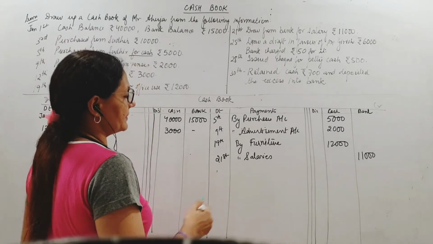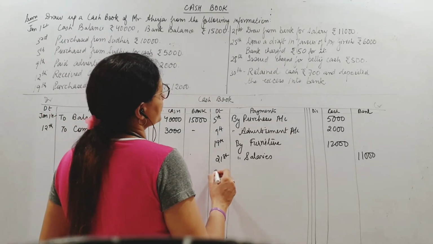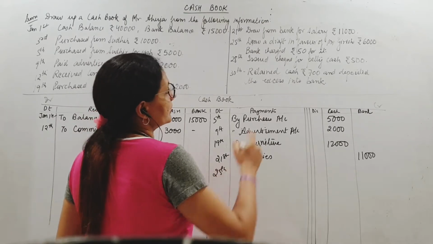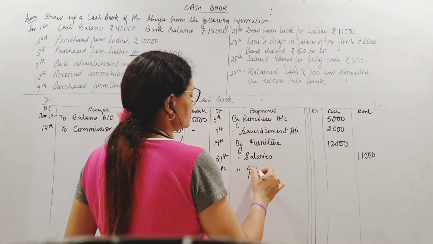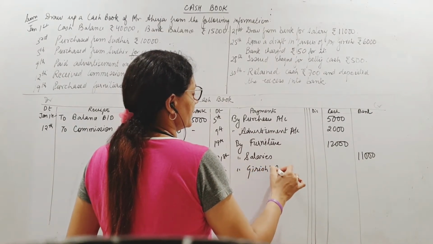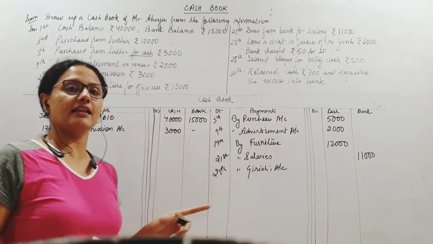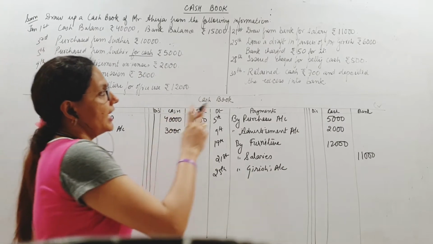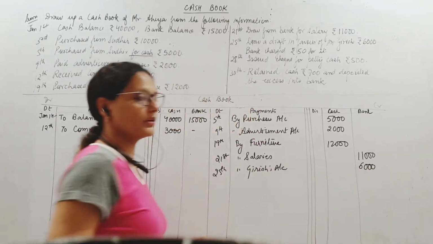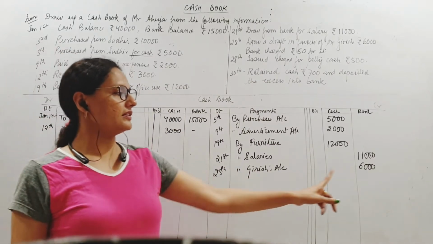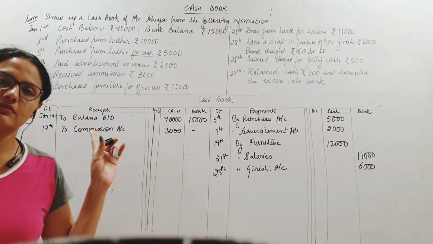So here on the payment side, I have on 25th. To whom am I giving this? Girish. So I will debit Girish. Yes. Because he is the receiver, my liability is going down. And I will credit bank 6,000. Okay. Because I have given this 6,000 money to Girish.